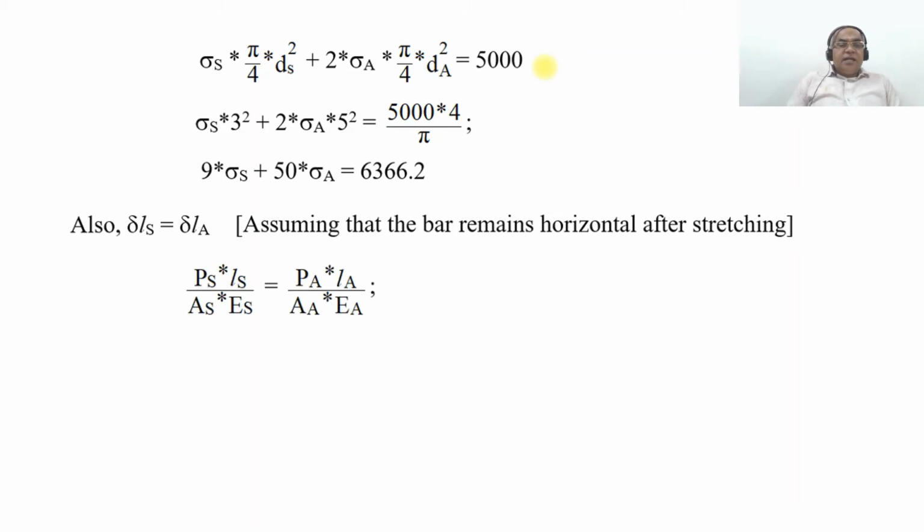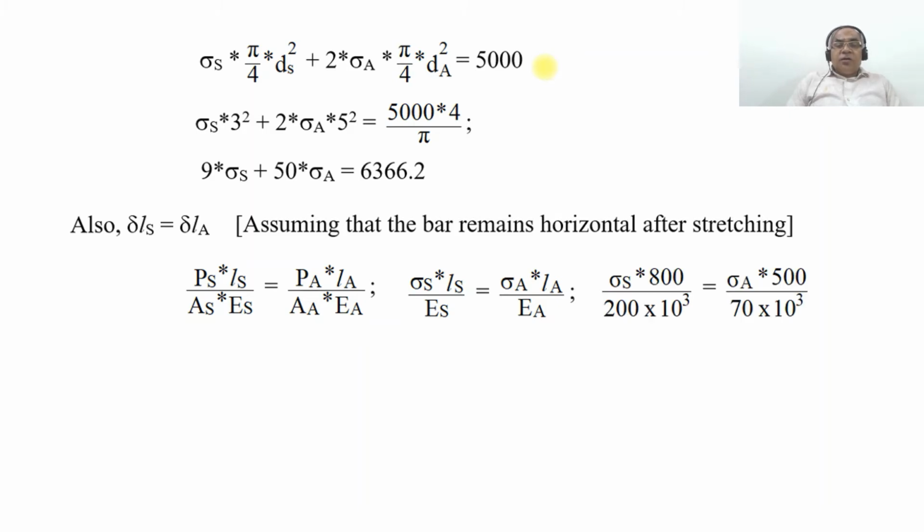So what is delta LS? Delta LS is PS into LS by AS into ES, which will be equal to PA into LA by AA into EA. What is PS by AS? This is sigma S, so sigma S into LS by ES will be equal to sigma A into LA by EA. You know the length of the steel bar and the Young's modulus, and the length of the aluminum bar and its Young's modulus. Substituting, sigma S into 800 divided by 200 into 10 to the power of 3 will be equal to sigma A into 500 divided by 70 into 10 to the power of 3. On simplification, sigma A will be equal to 0.56 into sigma S.